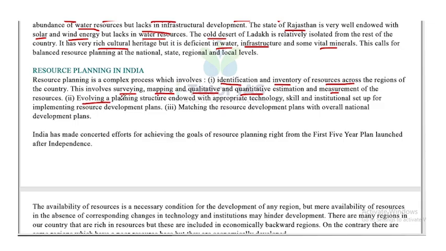Second one is evolving a planning structure with appropriate technology, skill and institutional setup for implementing resource development plans. Third one, matching the resource development plans with overall national development plans. So these are some of the resource planning steps in India. India has made concerted efforts for achieving the goals of resource planning right from the first five-year plan launched after independence.